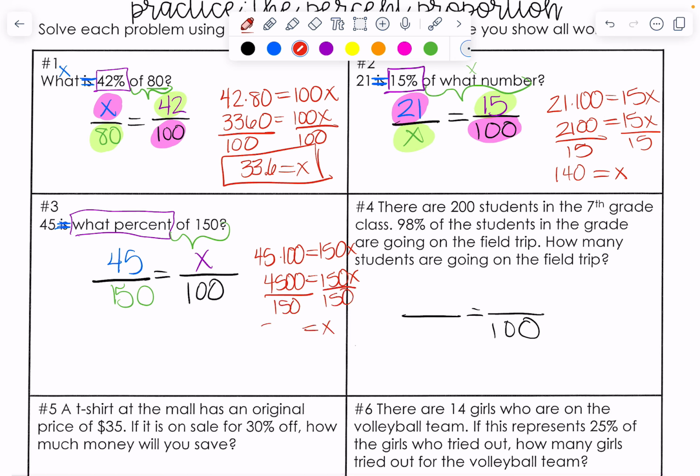And x is going to equal 30. Now in this case I solved for a percent, so I do want to make sure that I put a percent sign on my final answer. So here this is 30%.